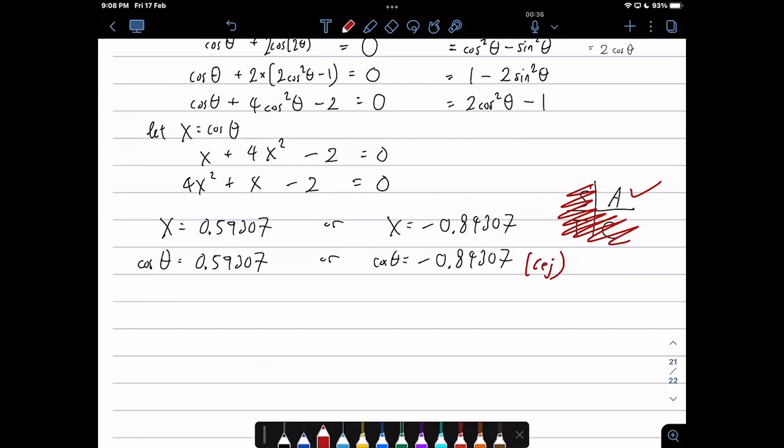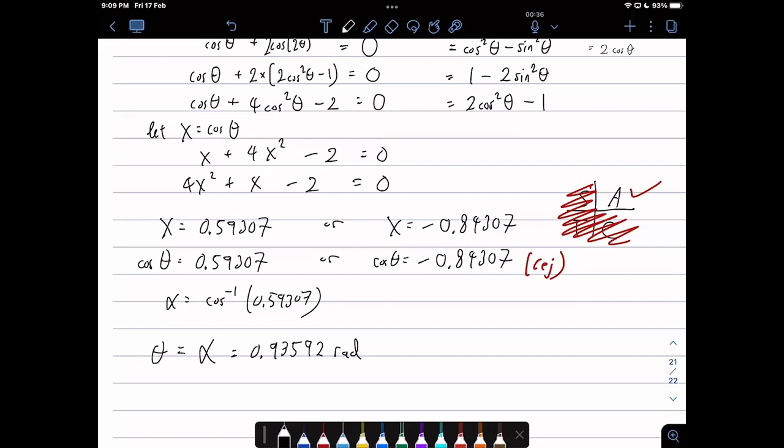Your alpha will be the same as your cosine inverse. Alpha is always cosine inverse, but your theta must be the same as alpha because we're in quadrant 1. Okay, so let's just solve it. Cosine inverse 0.59307 approximation. I need to make sure it's in radian mode. Okay, I got 0.93592 radians.